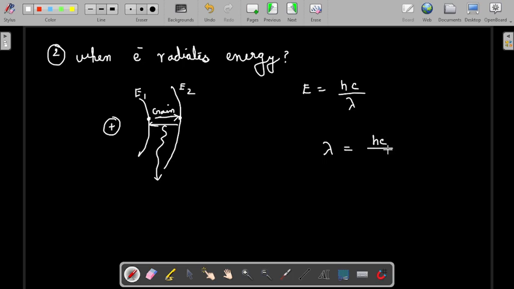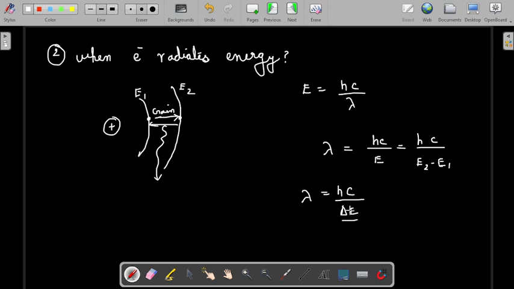That will be given as Hc divided by E. So here, what we can do is Hc divided by the net change in energy, E2 minus E1. This energy change we can also simplify. So lambda is equal to Hc divided by delta E. This is another equation that we are getting, the lambda, or the wavelength, at which the energy is radiated when the electron undergoes the transition of this much energy.